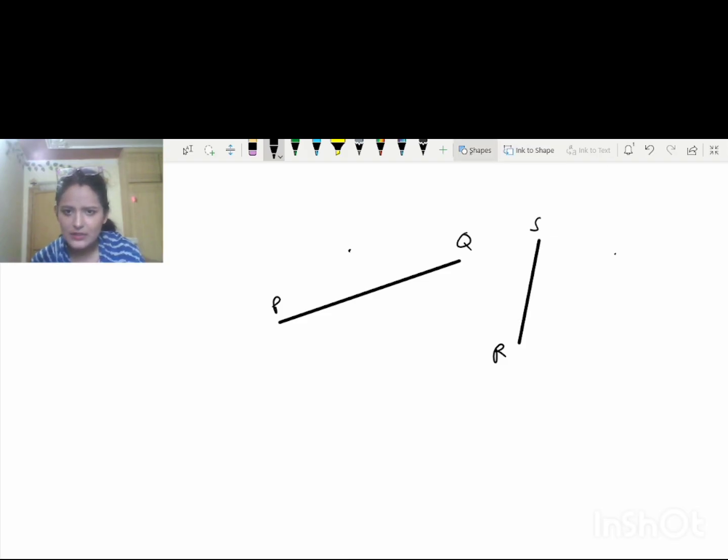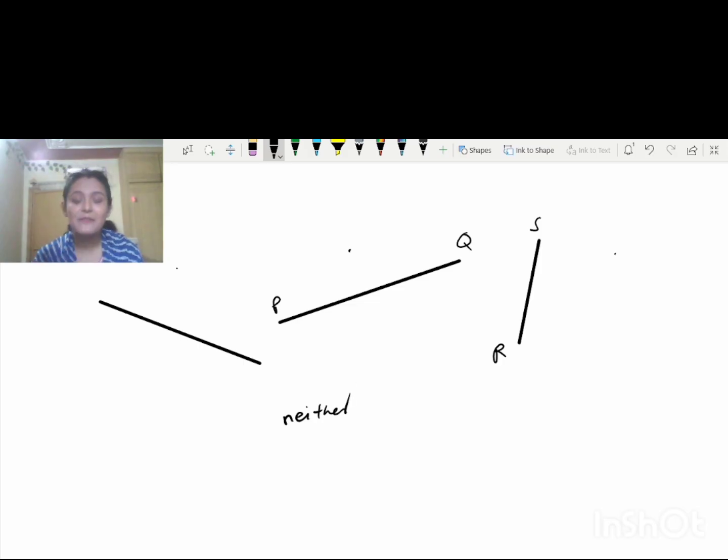I can also draw some other line like this. You can see these lines are random. They are not parallel to each other, they are not standing straight above each other, so they are not perpendicular and not parallel. So we will answer these are neither.